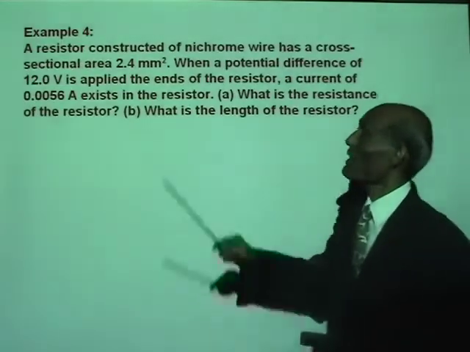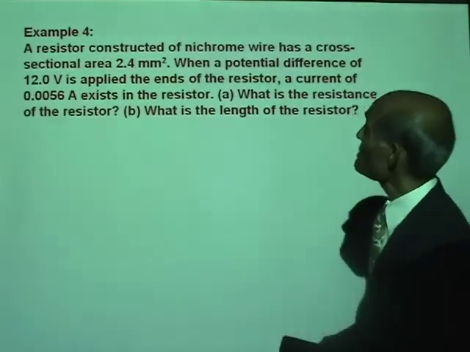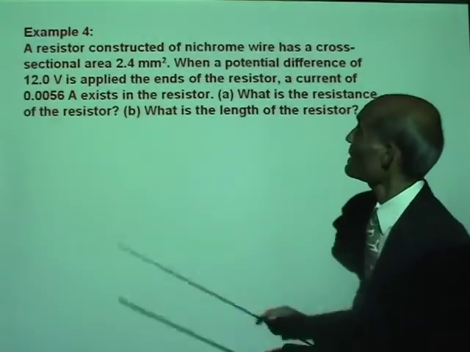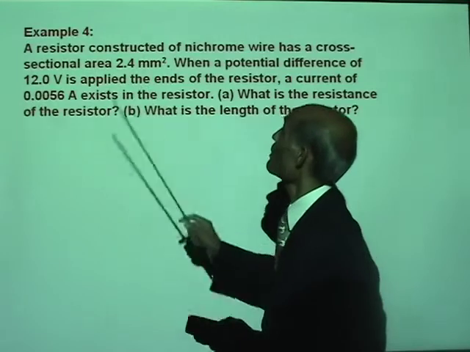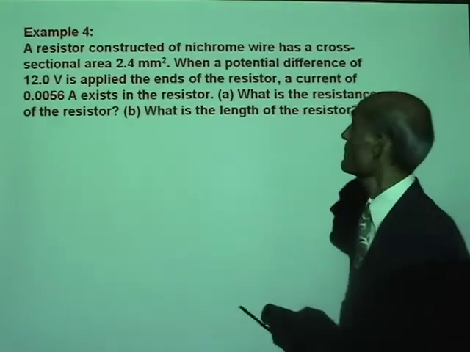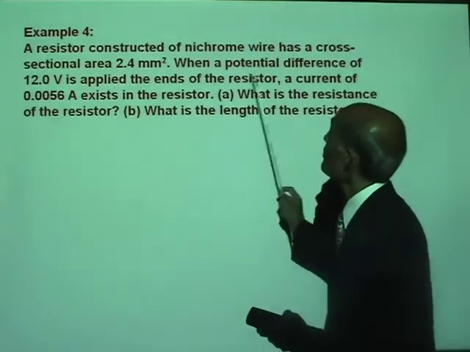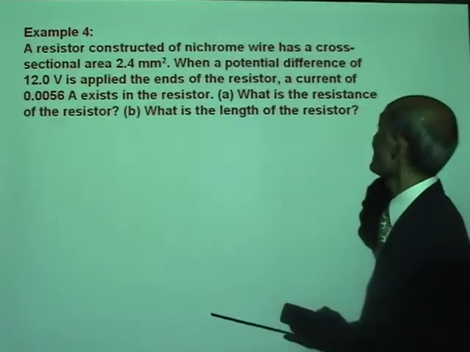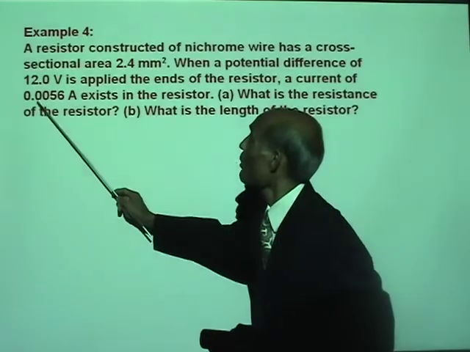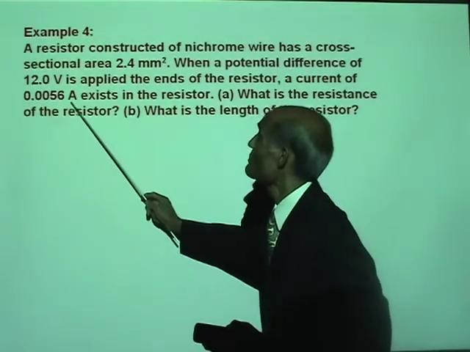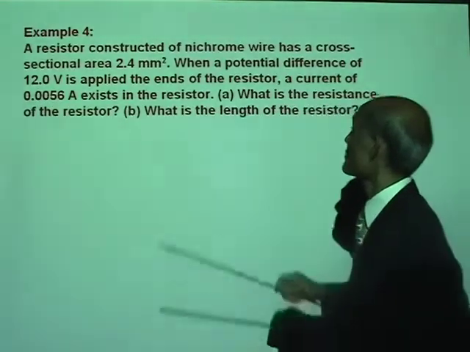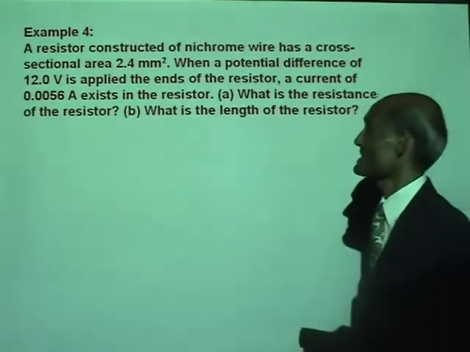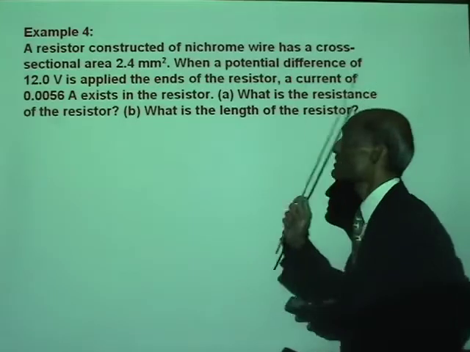Okay, let's do a problem. A resistor constructed of nichrome wire has a cross-sectional area of 2.4 millimeters squared. When a potential difference of 12 volt is applied to the ends of the resistor, a current of 0.0056 ampere exists in the resistor. What is the resistance of the resistor? What is the length of the resistor?